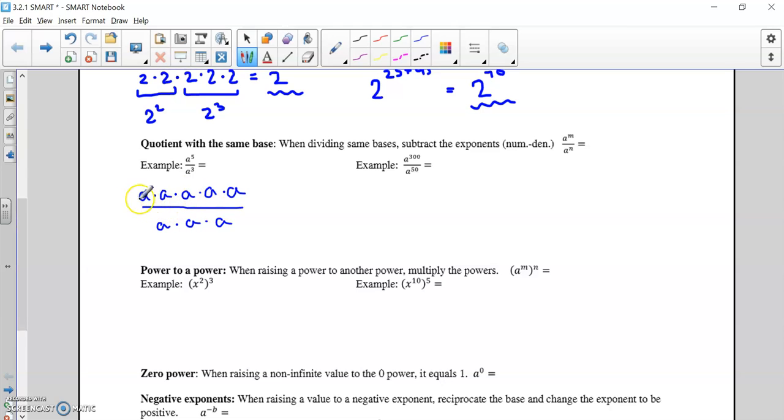Now, we are pretty familiar with how things can cancel, right? We know that these will cancel to become 1. These will cancel to become 1. These will cancel to become 1. That leaves us with these two. All right, and a times a can just be rewritten as a squared. All right, now hopefully we would notice that a faster way we could have gotten this 2 is by subtracting these exponents. All right, 5 minus 3 also equals 2.